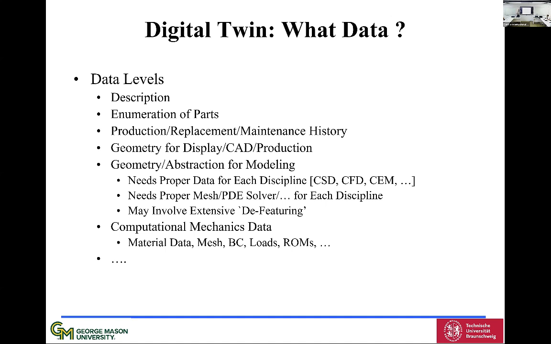Now you could go higher. So you could say I have the geometry for display or for CAD of each one of these parts. And as I change them, I update the CAD and the geometry. And then, of course, if I want to do numerical models, I need the geometry or the abstraction for the modeling of each one of these parts. And then that depends on what degree of accuracy I want to have with my model. So if you think about, let's say, fluid mechanics, okay, I could just say, okay, I have a wing.